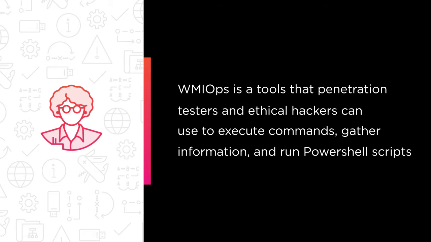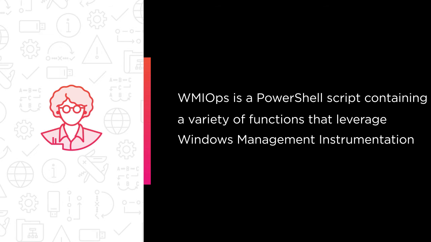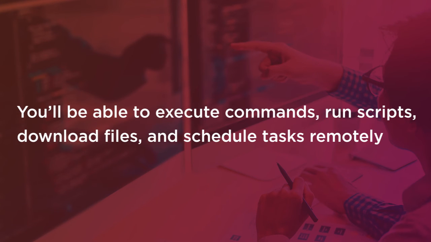WMIOPs is used for lateral movement within a network, using credentials you already obtained on a host you already exploited. WMIOPs is a PowerShell script containing a variety of functions that leverage Windows Management Instrumentation, or WMI, to remotely manage Windows machines. The functions in WMIOPs enable you to execute commands, run scripts, download files, and schedule tasks remotely.